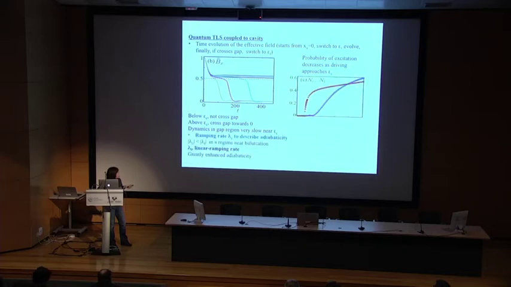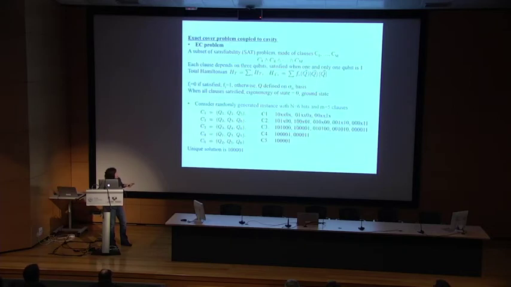So let me go to the exact cover problem. As we know, this is an NP-complete problem. It's a subset of the satisfiability problem. You have a number of clauses in the problem which you need to satisfy. Each clause involves 3 qubits. We can write down a quantum Hamiltonian for the system.